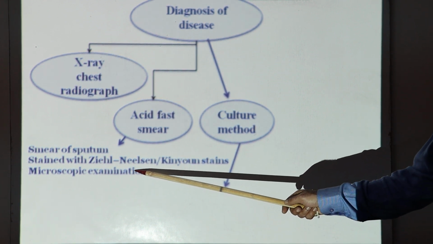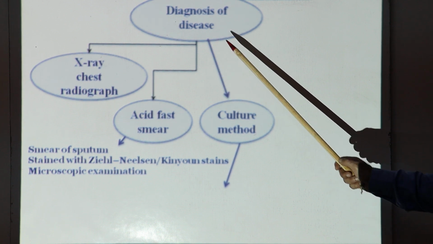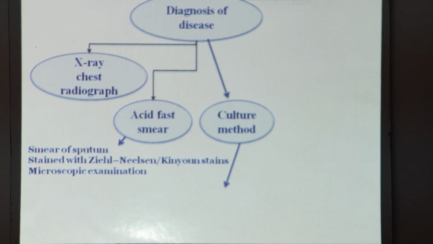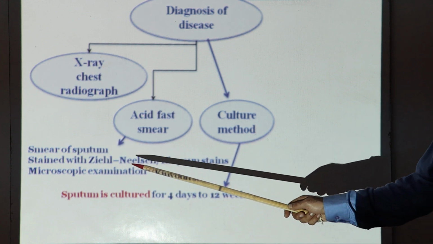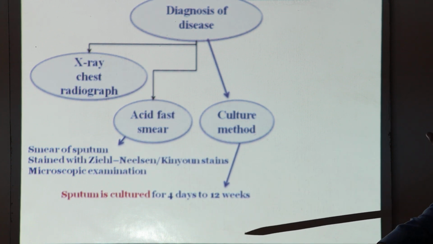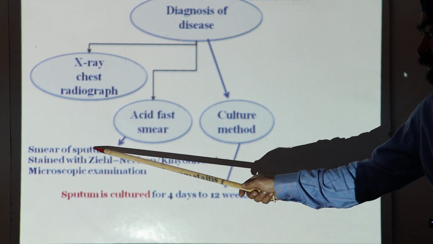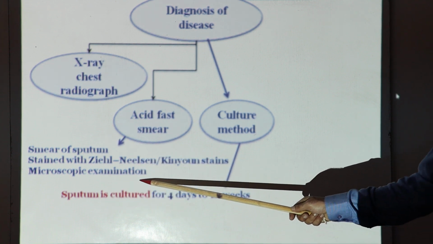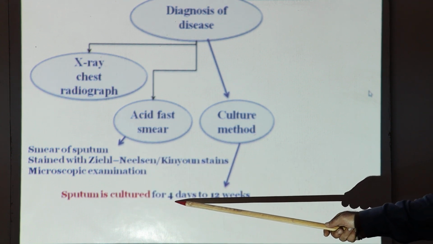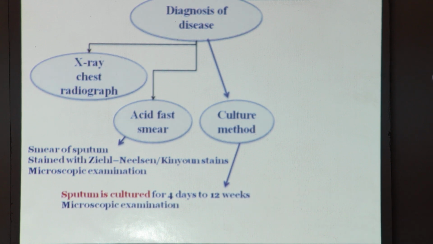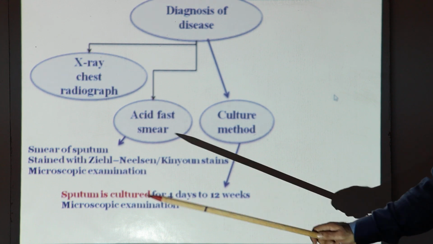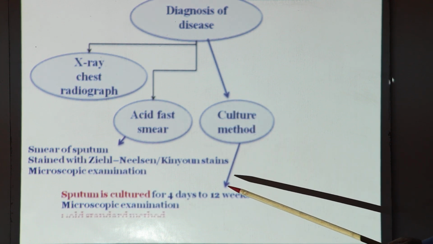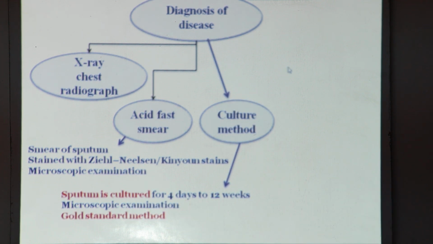And then you go for the microscopic examination. But you can go for a second test also, which is called the culture method. In this culture method, we take the sputum, and instead of directly analyzing it under the microscope, we culture it. We culture for 4 days to 12 weeks. And then once the culture is there, we go for the microscopic examination. It is called the culture method, and it is the gold standard method.